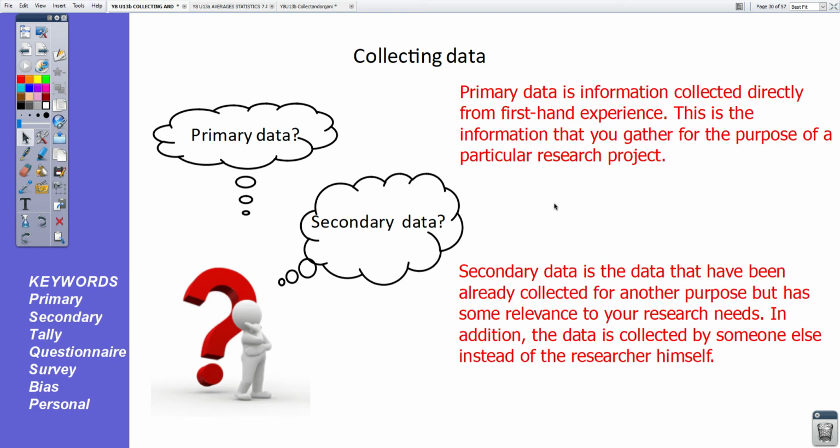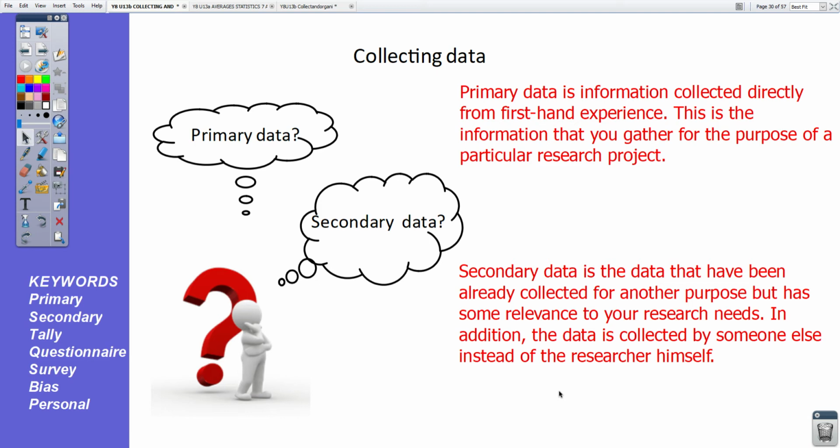Secondary data is the data that's already been collected for another purpose, but has some relevance to your research needs. In addition, the data is collected by someone else instead of the researcher himself. For instance, if you wanted to do a study of the performance of football teams in the current football league for the current year, then you would get the information from the internet or from newspapers. That would be data that's already been collected by somebody, and that would be secondary data.